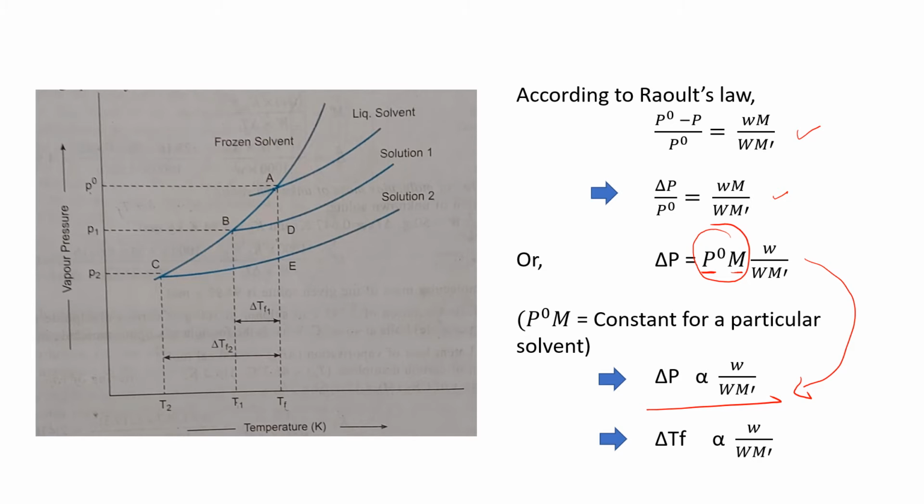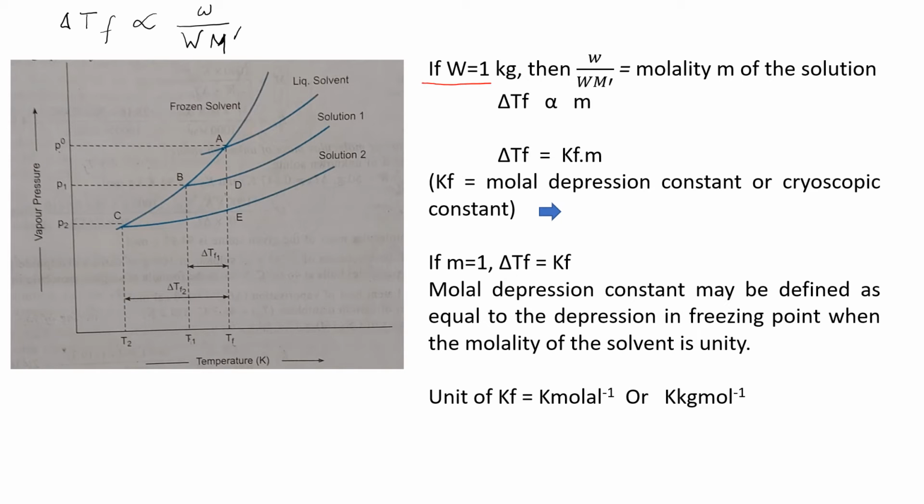As we have seen that delta TF is proportional to delta P, in place of delta P we can write delta TF. So delta TF is proportional to W by W m dash. Now, if W is equal to 1 kg, then this full term W by W m dash is equal to the molality m of the solution. Therefore, this equation becomes delta TF is proportional to m.